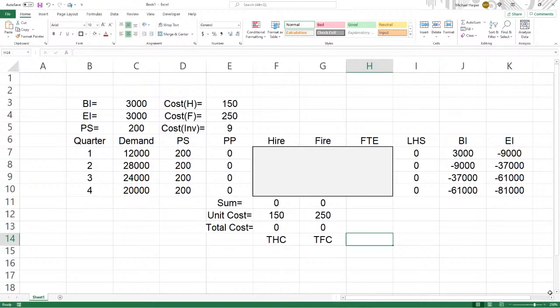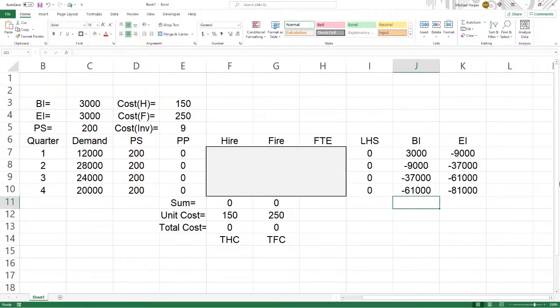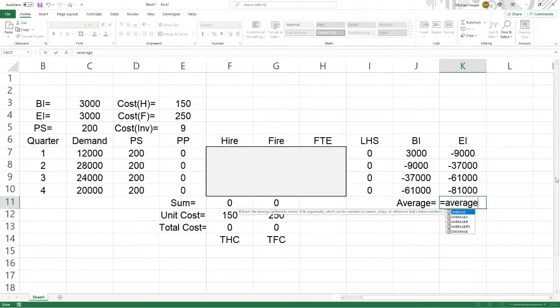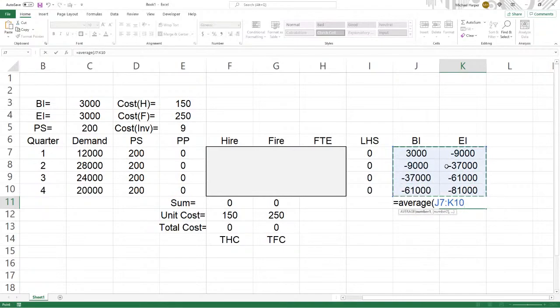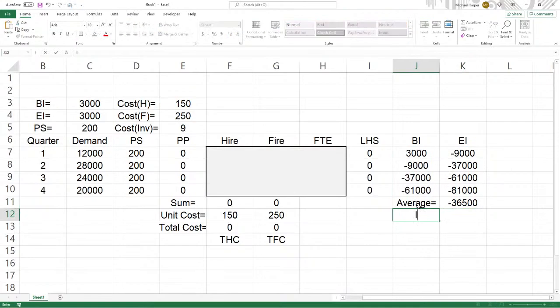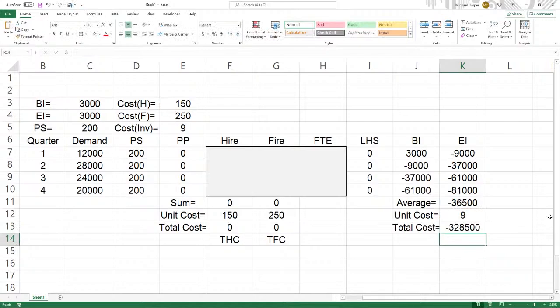Over here on inventory. Okay, let's move this over a little bit. On inventory, we want the average. And we take the average to be safe from the very beginning, the ending average of all, beginning and ending everything. Okay, and then the unit cost equals the $9 per item per year. And then the total cost equals the average times 9. And there it is. So now this is my total carrying cost. And there it is. Very good.